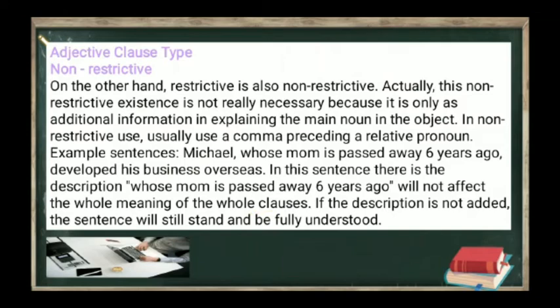And then adjective clause type non-restrictive. On the other hand, restrictive also has its counterpart, non-restrictive. Actually, this non-restrictive clause is not really necessary because it is only additional information in explaining the main noun in the object. In non-restrictive use, we usually use a comma preceding a relative pronoun.